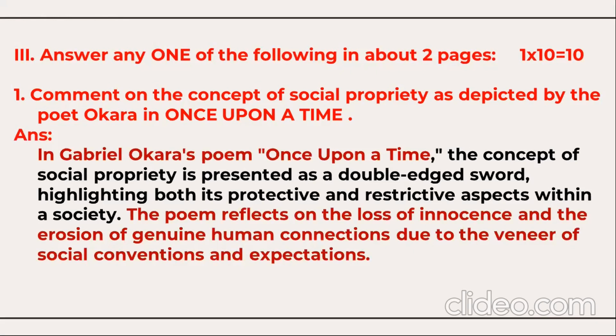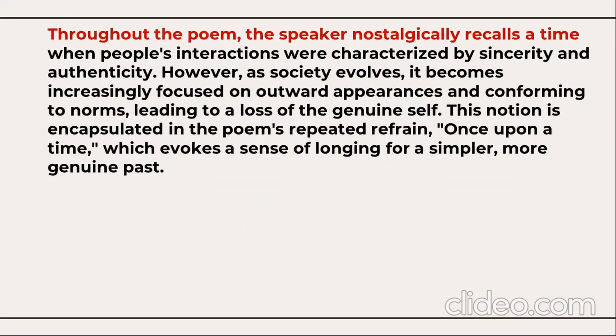In Gabriel Okara's poem Once Upon a Time, the concept of social propriety is presented as a double-edged sword, highlighting both its protective and restrictive aspects within a society. The poem reflects on the loss of innocence and the erosion of genuine human connections due to the veneer of social conventions and expectations. Throughout the poem, the speaker nostalgically recalls a time when people's interactions were characterized by sincerity and authenticity. However, as society evolves, it becomes increasingly focused on outward appearances and conforming to norms, leading to a loss of genuine self.